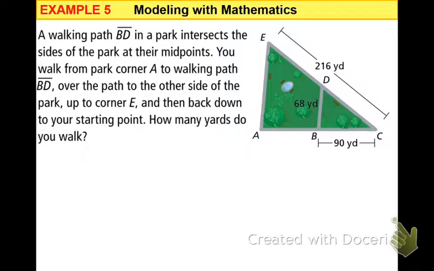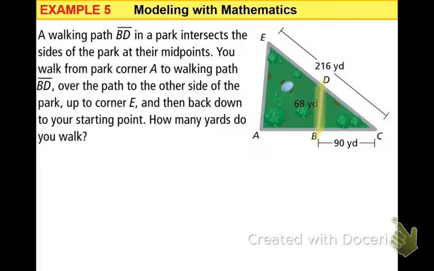All right, I believe this is it. It's the last example we have, and we're at 13 minutes. A walking path BD, so my walking path is right here, in a park intersects the sides of the park at their midpoints. You walk from corner A to walking path BD.